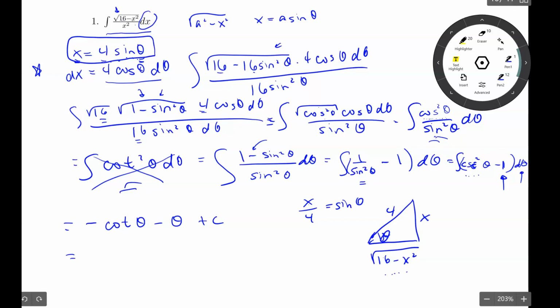Now I need to find cotangent. Cotangent of theta will be adjacent over opposite, minus theta. The only time we use the inverse trig function is when we have theta in here. So I'm going to take the inverse sine of both sides of this to get the inverse sine of x over 4 plus c. So we should have only x's in our answer.